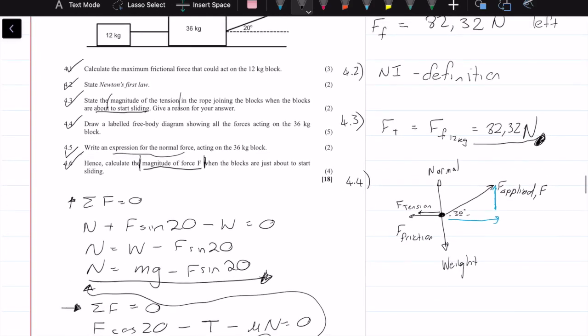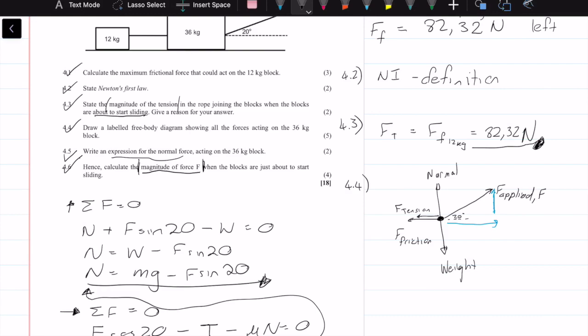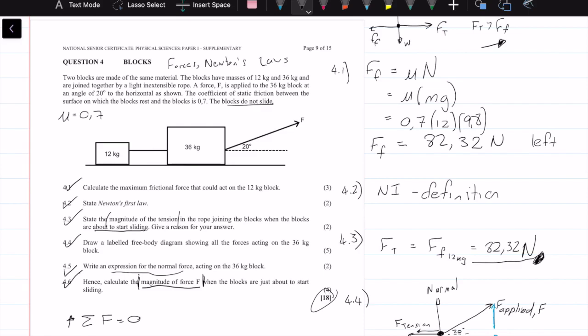And that's the end of that question. We get 18 marks for this question. Quite a nice, simple, straightforward question.